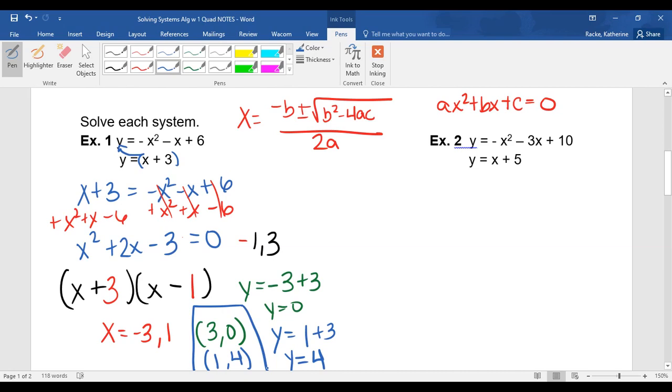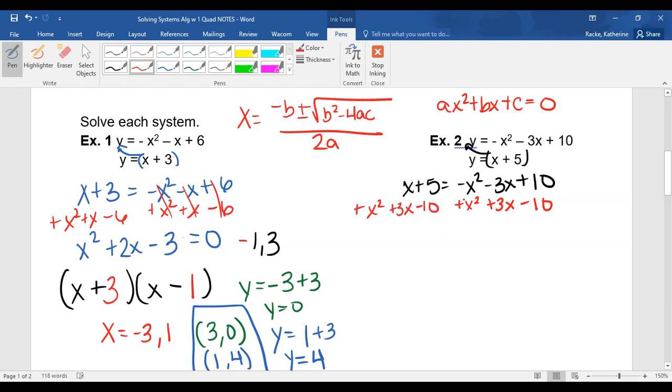All right, number 2, we're doing the same kind of thing. Whenever you see that they're already equal to y, you could just set them equal to each other. So I'm going to take x plus 5 here and plug it in for a y here. So I'd get x plus 5 equals negative x squared minus 3x plus 10. Again, I'm going to move everything to the left side to make my x squared positive. Add 3x to the other side and subtract 10. So I'm adding x squared, adding 3x, and subtracting 10.